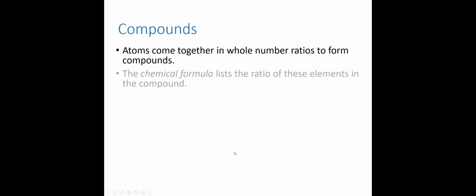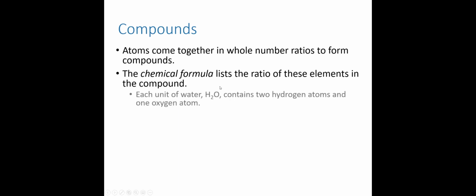So you'll remember that in the last chapter we talked about pure substances, and we said that the pure substances included the elements and the compounds. So now let's take a bit of a closer look at compounds. So you'll recall that we said that compounds are what you get when atoms come together in whole number ratios. And the chemical formula is what tells us what the ratio is and which elements are featured in it.